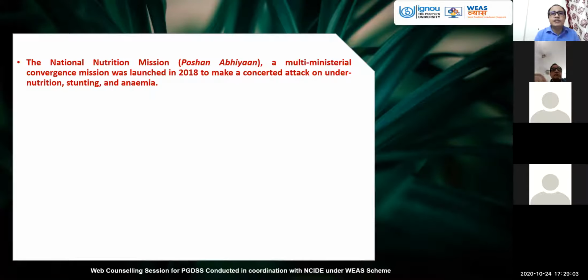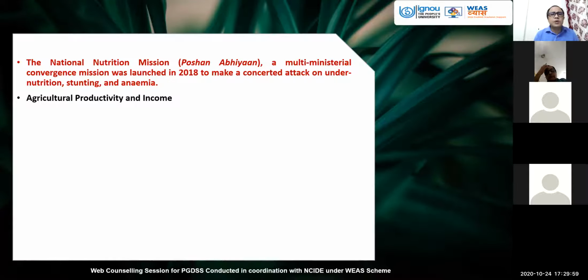Then we have the National Nutrition Mission, that is Poshan Abhiyan, a multi-ministerial convergent mission launched in 2018 to make a concerted attack on undernutrition, stunting and anemia. Since independence, we have had these issues in our society, particularly among disadvantaged groups, stunting growth and also anemia. Anemia still exists. So we need to take care of these three important issues. We are doing well using the National Nutrition Mission. When you effectively implement it, at least undernutrition, stunting and anemia will be taken care of.